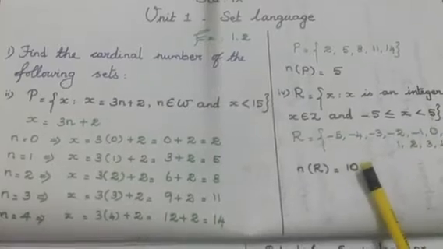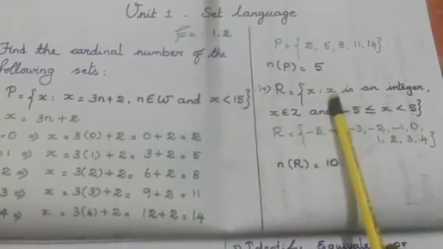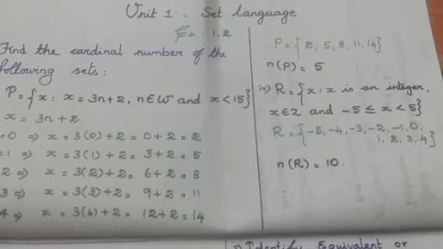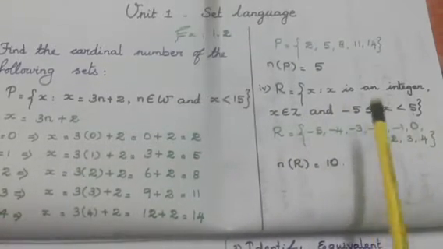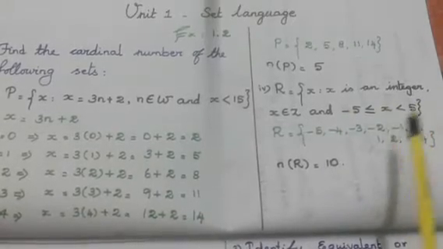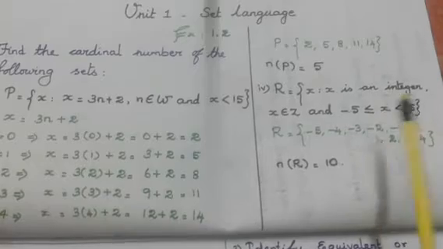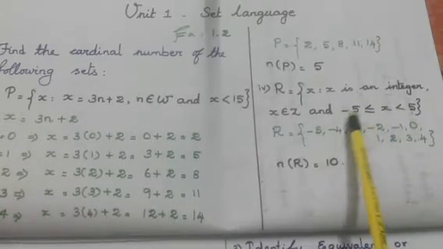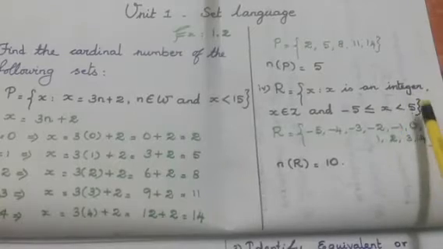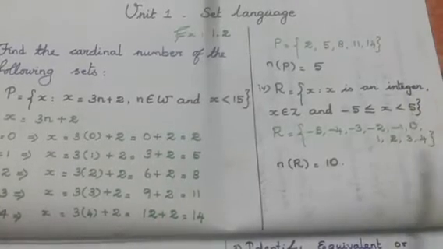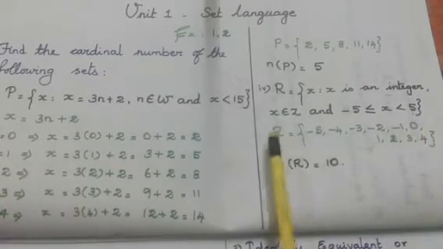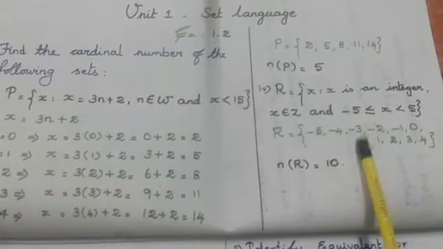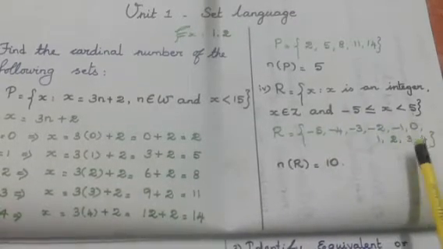Then next sum, R is equal to {x such that x is an integer}. Integer means 0, positive numbers and also negative numbers. So x belongs to Z is given, and the limit is given: -5 ≤ x < 5. Less than or equal to means the boundary number is also included in the set. Here it is only the less than symbol, therefore 5 does not come in the set. We stop at the number before it. So R = {-5, -4, -3, -2, -1, 0, 1, 2, 3, 4}.